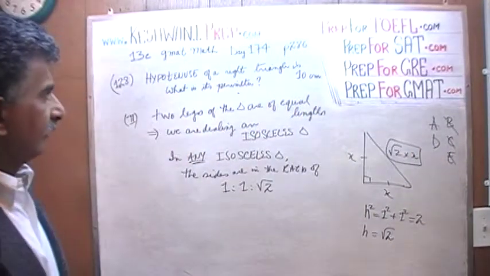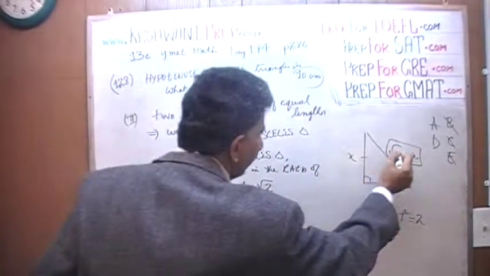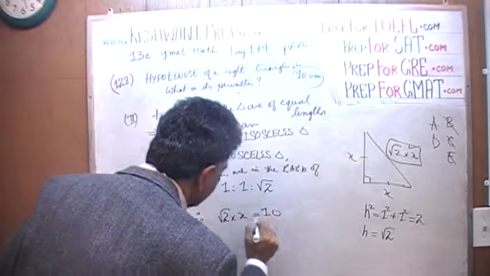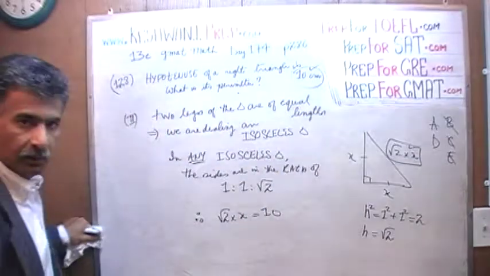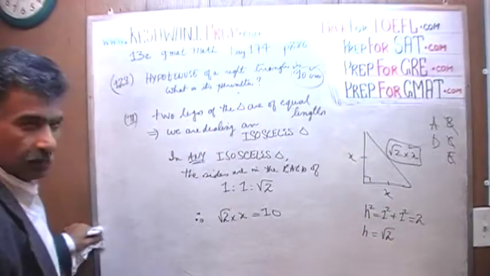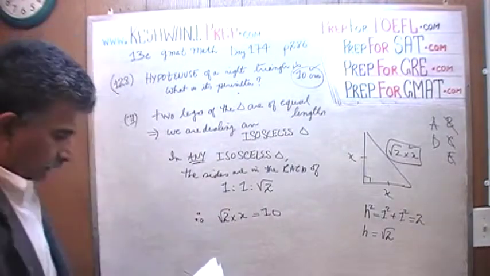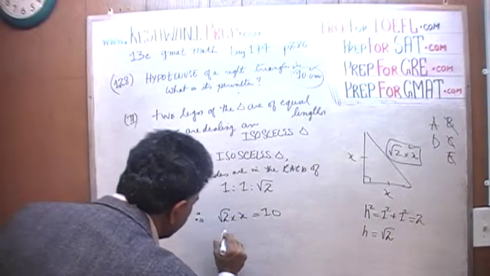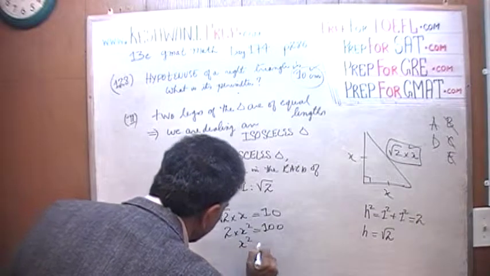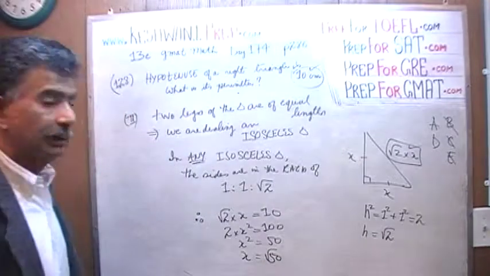But we know what that side is equal to. We are told that that side equals 10. Therefore, this hypotenuse here, root 2 times x equals 10, because we are told that the hypotenuse is 10. All we have to do is solve for x. And once we have the x, we'll have our perimeter. Let's square both sides. We get 2 times x squared equals 100. And x squared will equal 50. And therefore x will equal square root of 50.